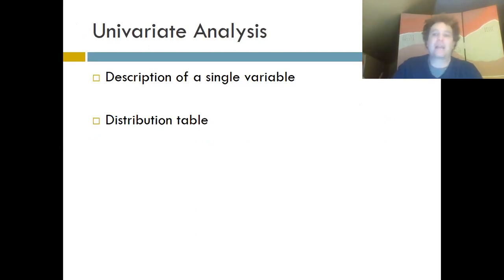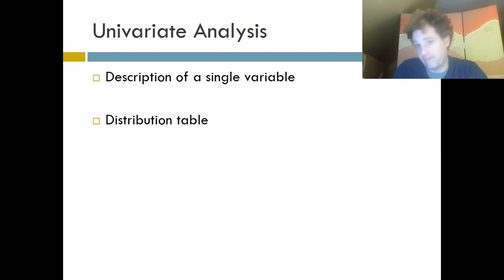So how do we do that? One of the first basic ways we do that is you create from your question what's called a distribution table. A distribution table is essentially a table that lays out all the answers or replies you got from your question.